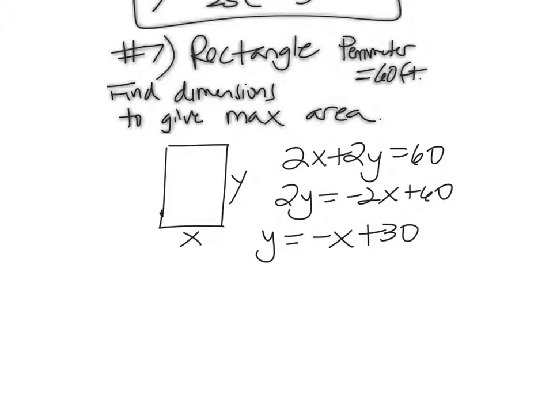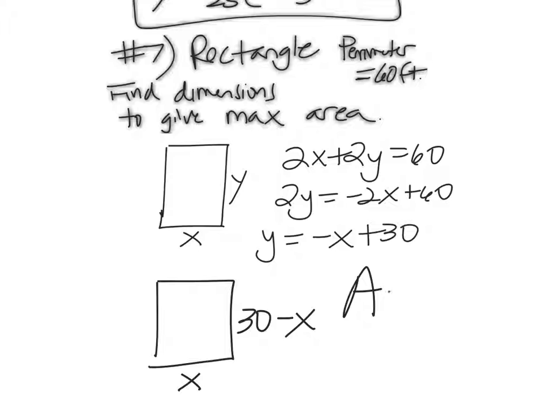All right, so I'm going to redraw my rectangle. My rectangle is now x by 30 minus x. Does that make sense to you? I just substituted it in. And I want to maximize the area of this thing. The area of my rectangle right here is what? What's the area of that? X times 30 minus x.